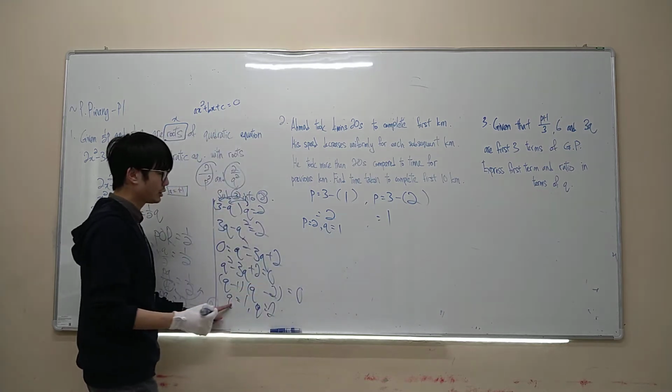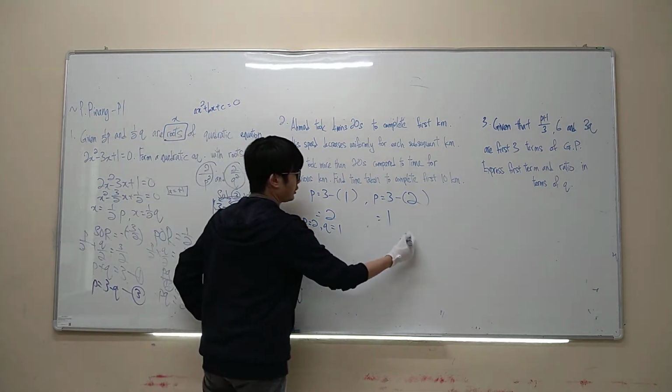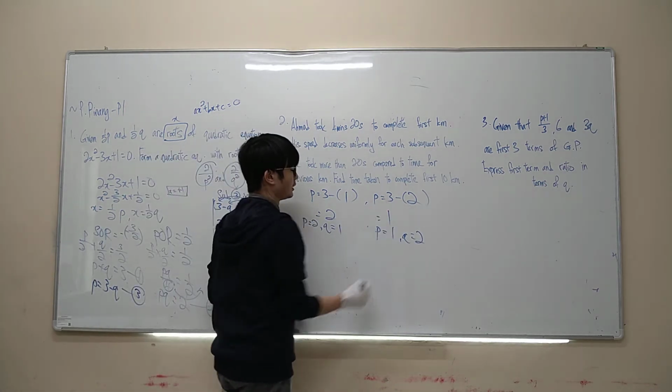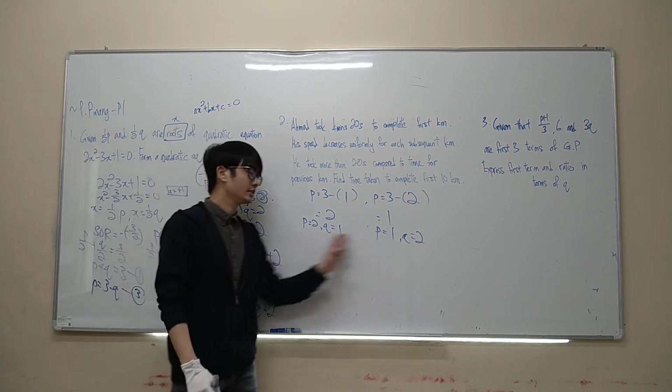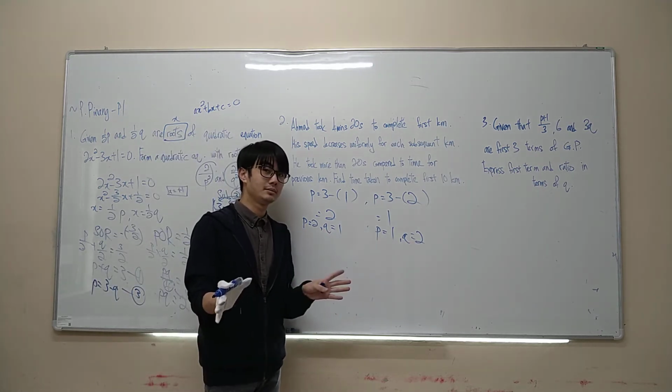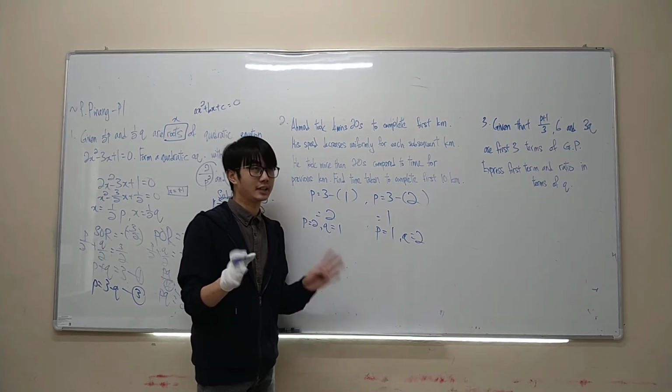Alright? When Q equals to 1, P equals to 2. For this one, it will be Q equals to 2, but the P equals to 1. But I want to ask you, are they the same? P2Q1 and P1Q2, are they the same thing? Yes, they are the same. They are the same. Why?